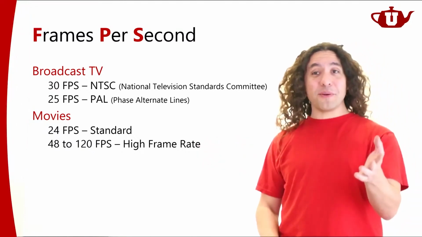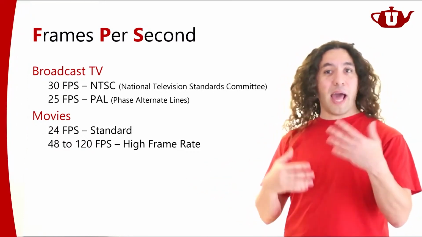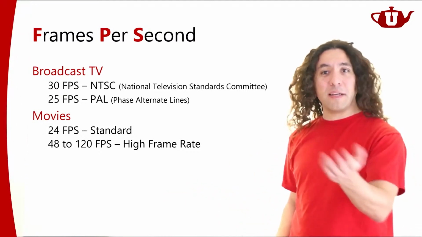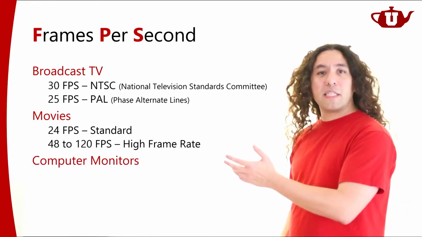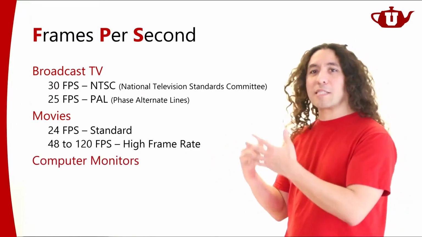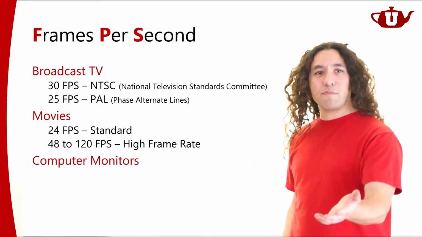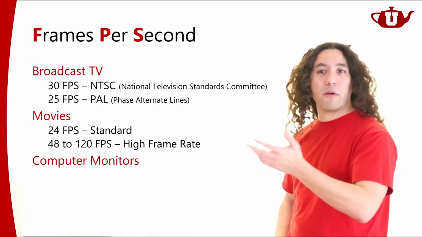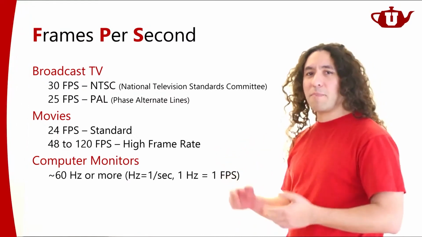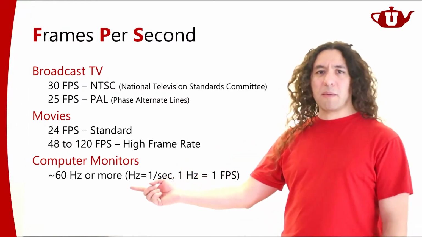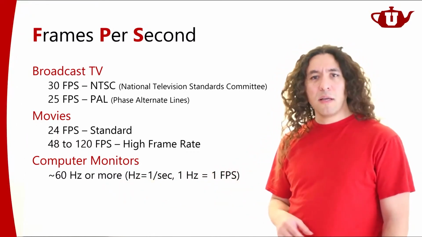How about our computers? Now we're generating all sorts of images and animations with our computers, so what do we show on them? For computer monitors, we typically refer to how many frames we display per second as the refresh rate of a monitor. The refresh rate is measured in hertz. Hertz is 1 over second; basically, 1 hertz is 1 frame per second. A typical refresh rate is about 60 hertz. Typically, monitors don't go below 60 hertz, but it's possible. But that's typical.